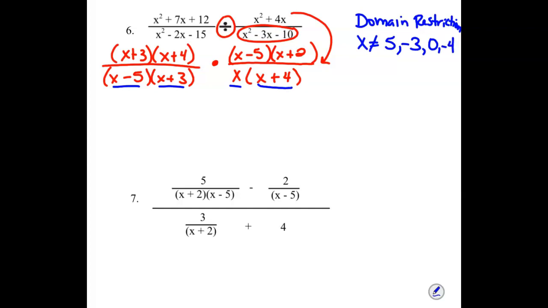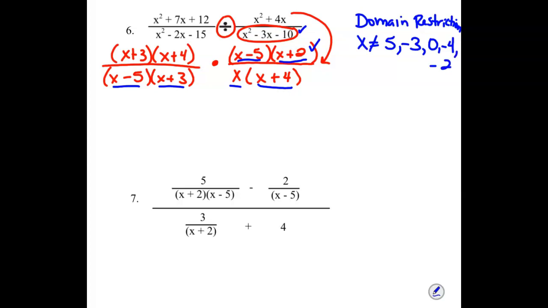And then remember with division, we also have to look at our numerator here because it was initially a denominator. So again, looking at x minus 5, we already have that x can't be a 5. For our x plus 2, we have to state that x cannot equal negative 2. So we have quite a few restrictions on our variable.